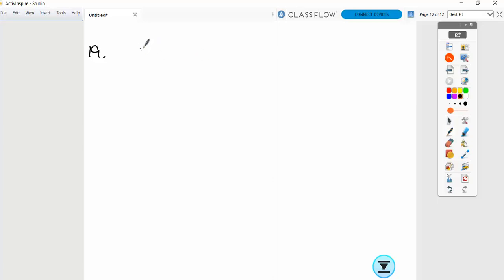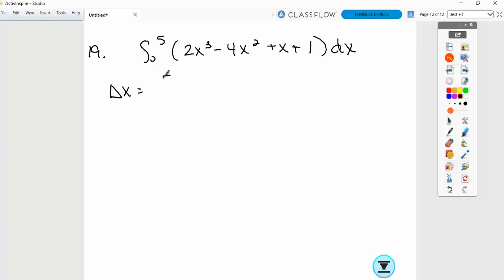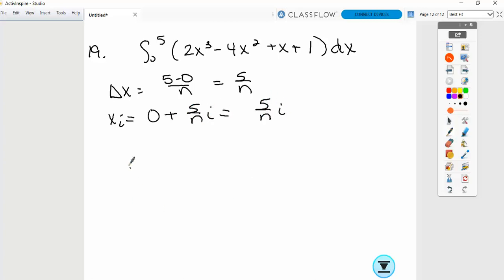So this one, I gave it to you in integral notation to start with, which you know how to work out, so you could always do that to double check your answer. But if I specifically state you have to do it the other way, then we need all that work. So the change in x would be 5 minus 0 over n, so 5 over n. X sub I is your beginning, plus 5 over n times I. So that's just 5 over n I.